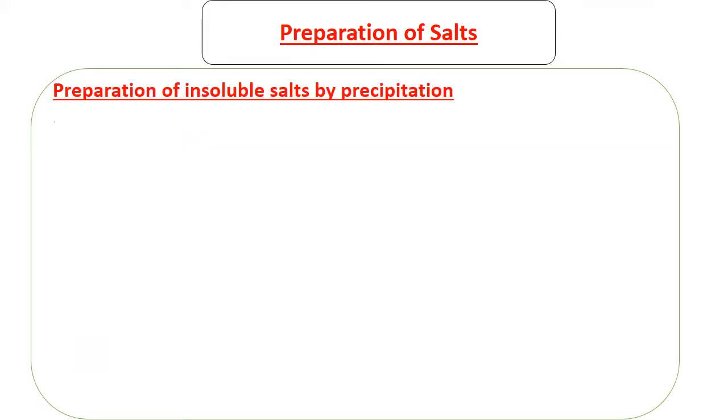we're going to take a look at one example where we're going to prepare silver chloride. Remember, silver chloride is insoluble. So when you have been asked to prepare silver chloride, the first thing you have to ask yourself is, is silver chloride soluble or insoluble? Definitely silver chloride is insoluble. Therefore, you can use precipitation.